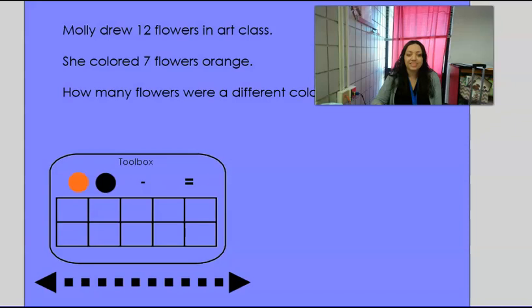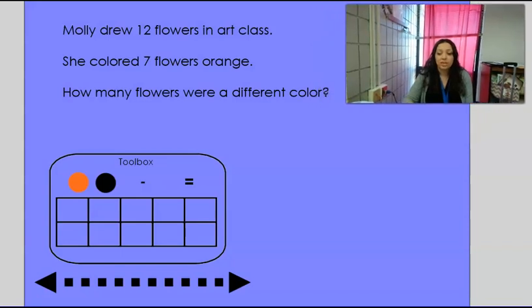Molly drew, these are some bigger numbers, 12 flowers in art class. She colored 7 flowers orange. How many flowers were a different color? So we're going to go and try to find that important information. So we know she drew 12 flowers in art class. She colored 7 of them orange. Okay, and we're trying to figure out how many was the other part. How many were different? So in all, I'm going to have my big number, which is 12. Okay? And then I have 7 that are orange.